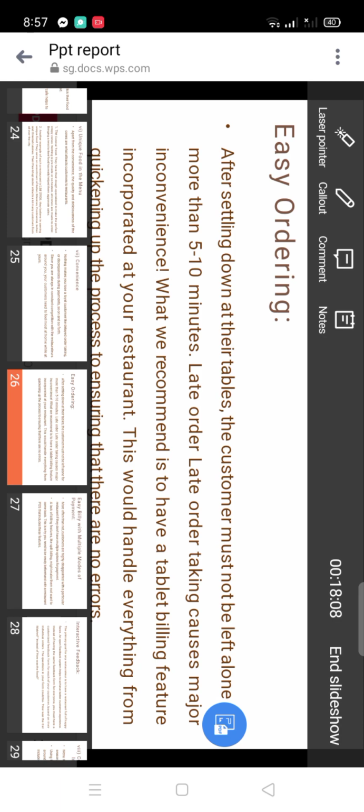Easy ordering. After settling down at their table, customers must not be left alone for more than 5 to 10 minutes. Late order taking causes major inconvenience. What we recommend is to have a table billing feature incorporated at your restaurant. This would handle everything from quickening up the process to ensuring that there are no errors.